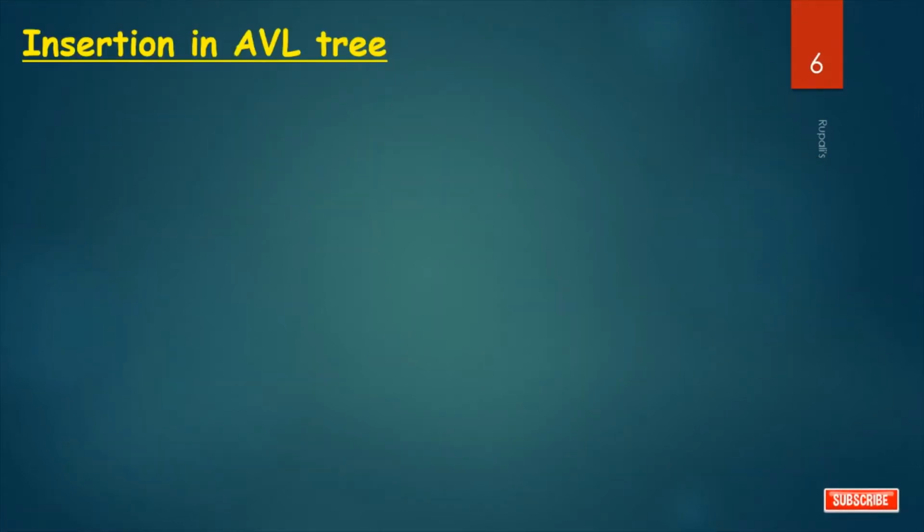Insertion in AVL tree. See, I insert one node in our tree. It is the first node. What is the balance factor? It is 0. Now insert another node. It is the second node. What is the balance factor?